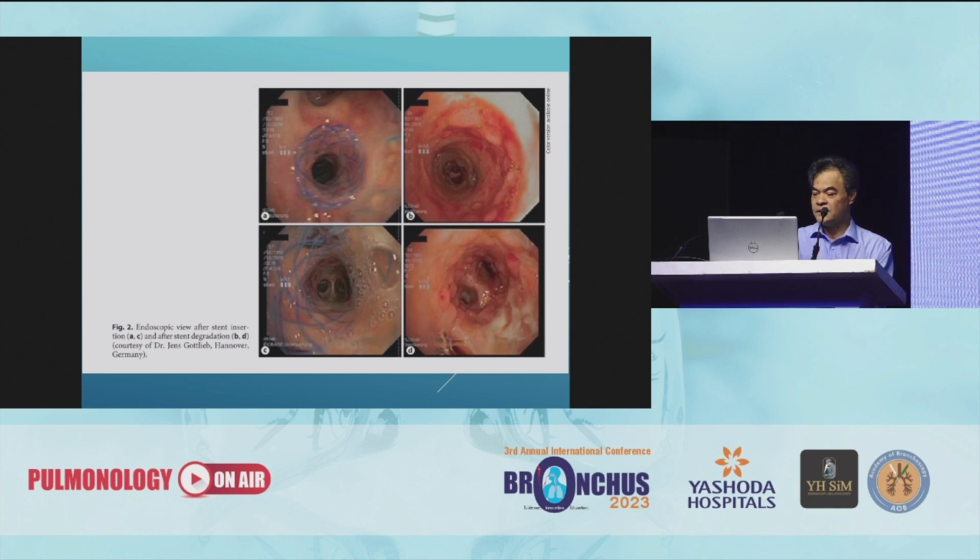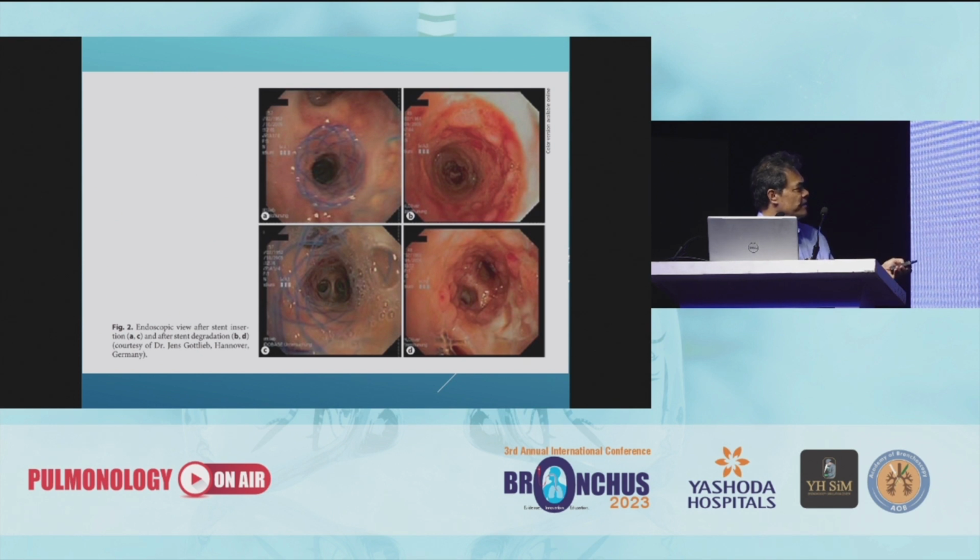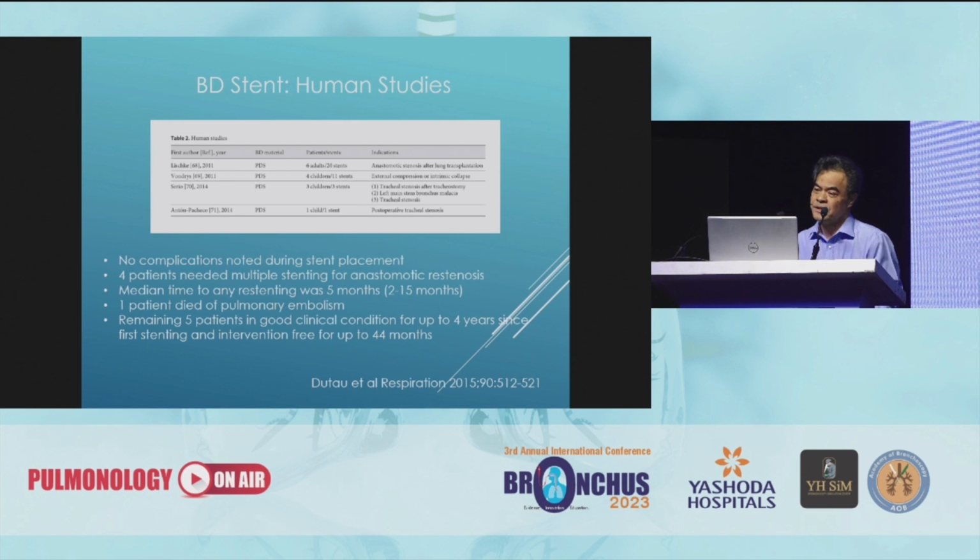And this is what it looks like. Not my work. This is what it looks like when we put a BD stent, and this is what it looks like after it degrades. So there's no need to remove it. So it is attractive to us who deal with TB stenosis in this part of the world. So what about data from the literature? I just pulled out one paper published in Respiration.